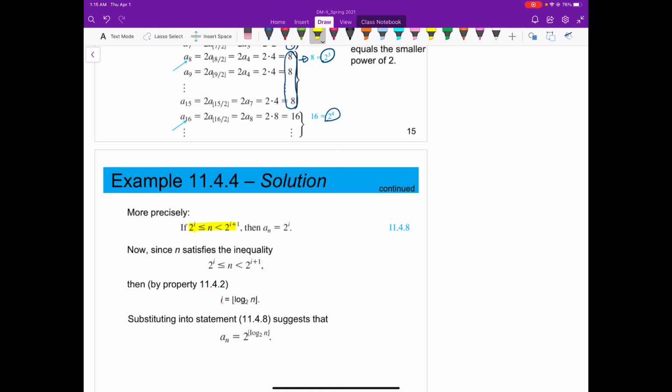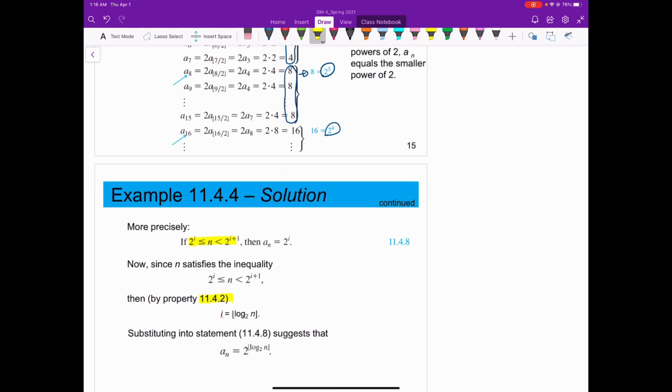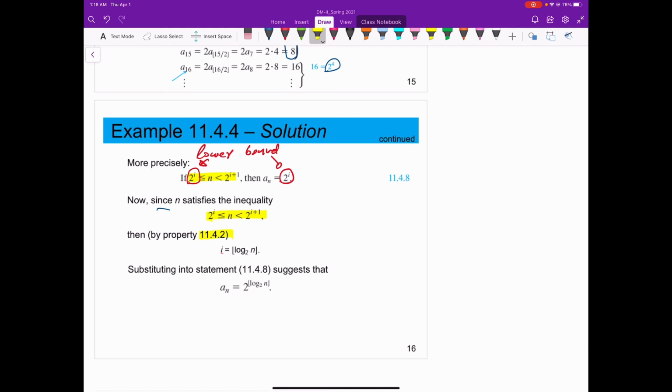Then by using that property, which is 11.4.2, if this happens, then what we observed above is a_n equals the lower bound. Let me mark the lower bound, which is right there. Now, since n satisfies this inequality that we learned before, by using the property 11.4.2, you could write i equals the floor function of log of n to the base 2.